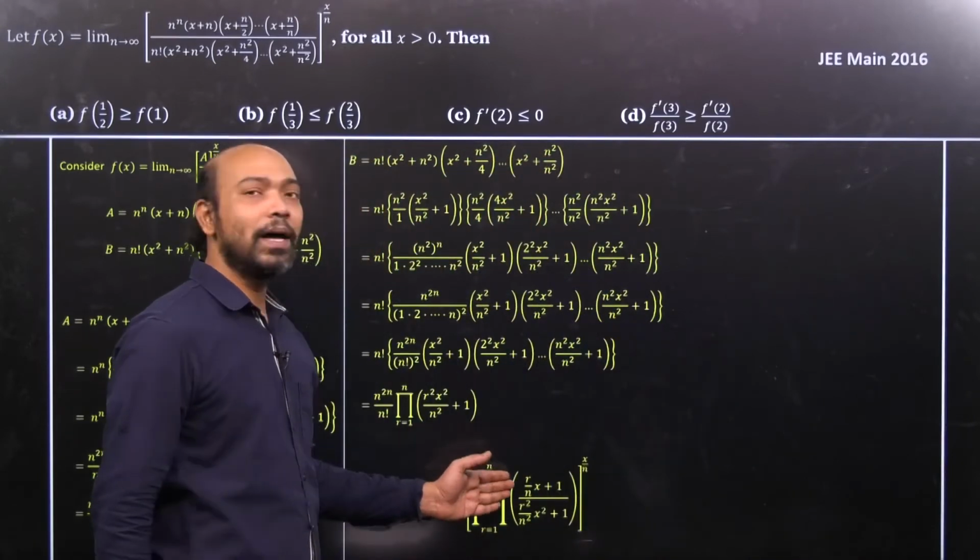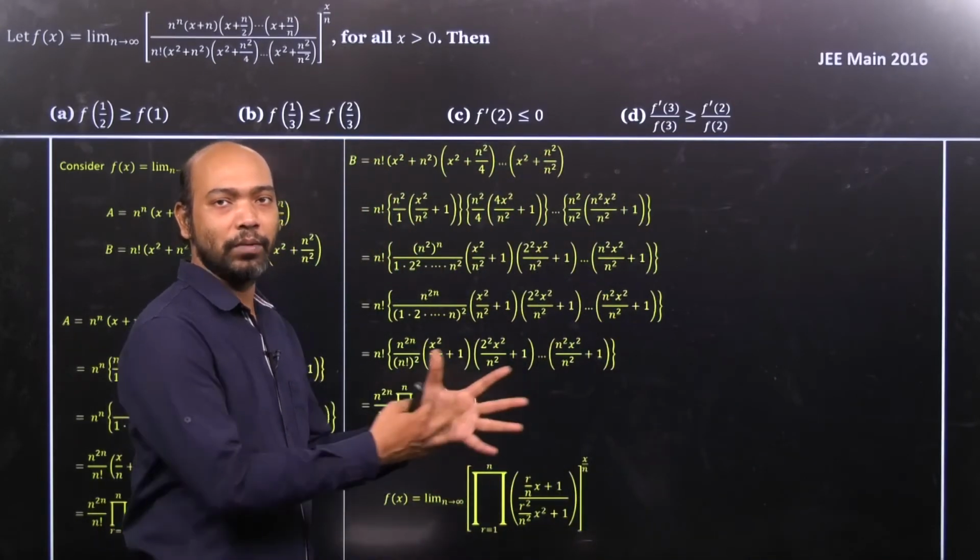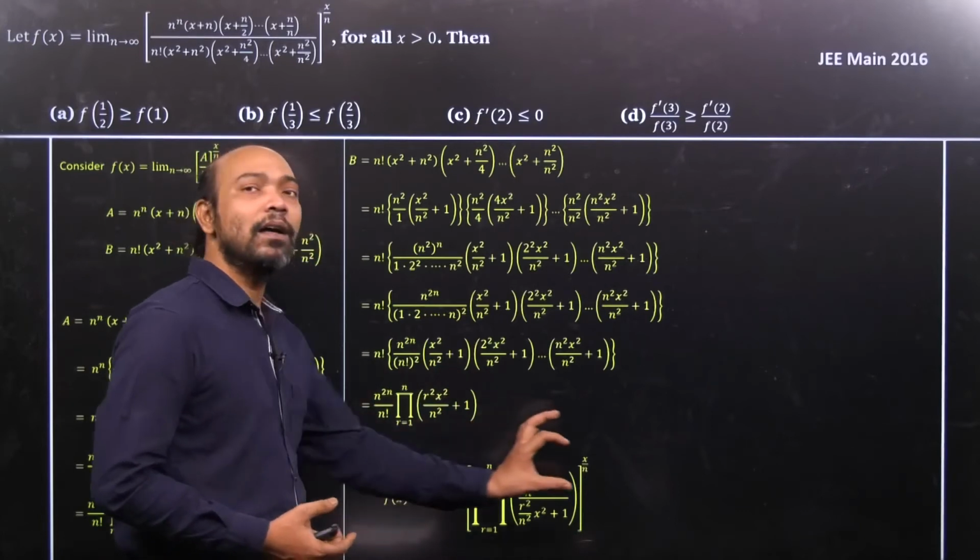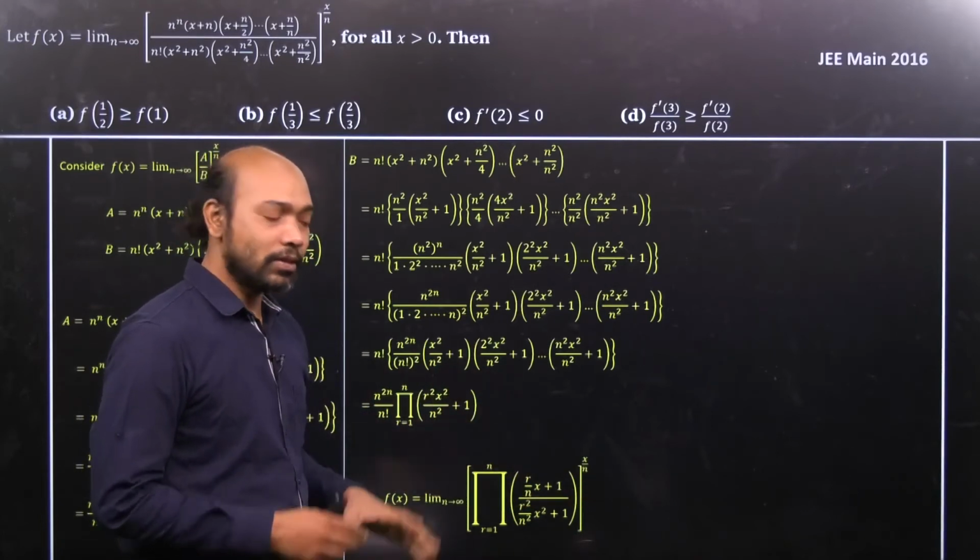and r x, the denominator and numerator are there, and the whole to the power x by n. Okay, so that's the very basic simplification. So this is the first job.